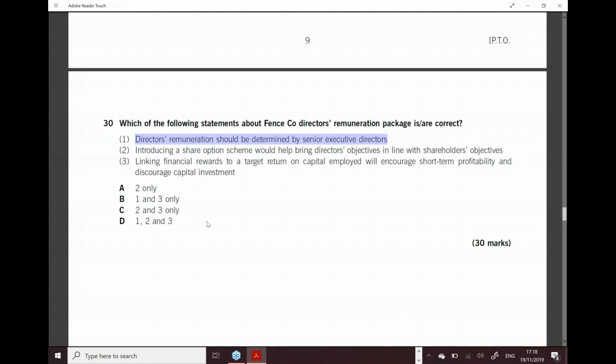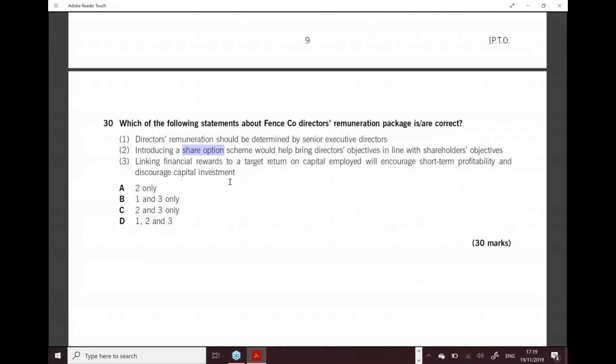Introducing a share option scheme will help align directors' objectives with shareholders' objectives. Yes, because as soon as you give them share options, you're giving them the option to buy shares in the future at a predetermined price. So they'll have a motivation to actually increase share prices in the future too, so that they will make a gain in the process. So that seems correct.